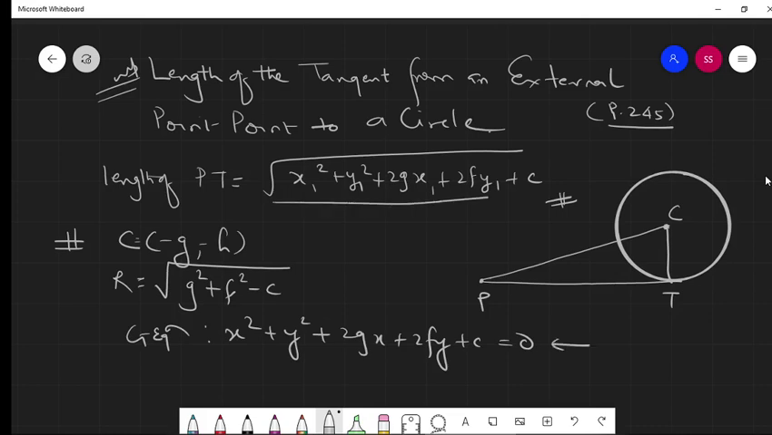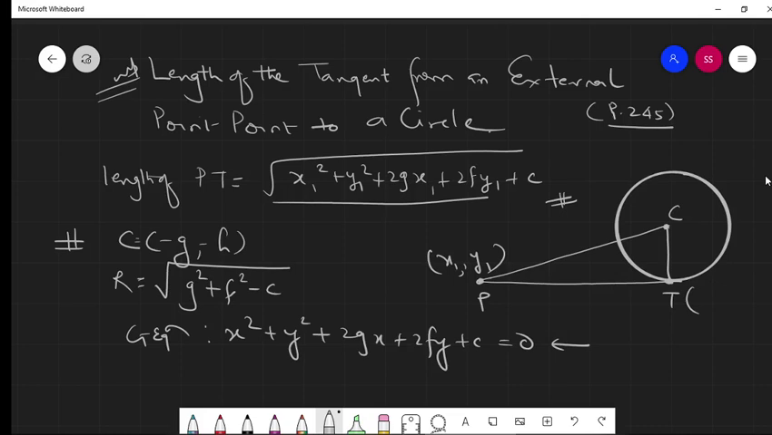In this case, the length of PT is root of x1 square plus y1 square plus 2gx1 plus 2fy1 plus c, where the external point will be given as x1 comma y1. In this way, we can find the length of the tangent from an external point to the circle. The details are given here.